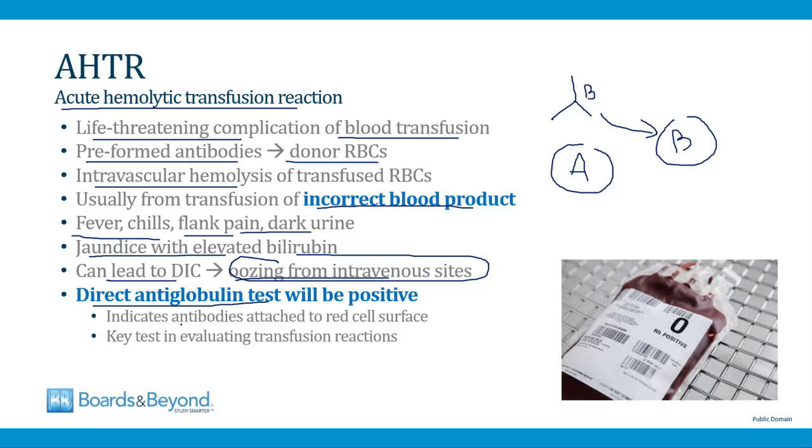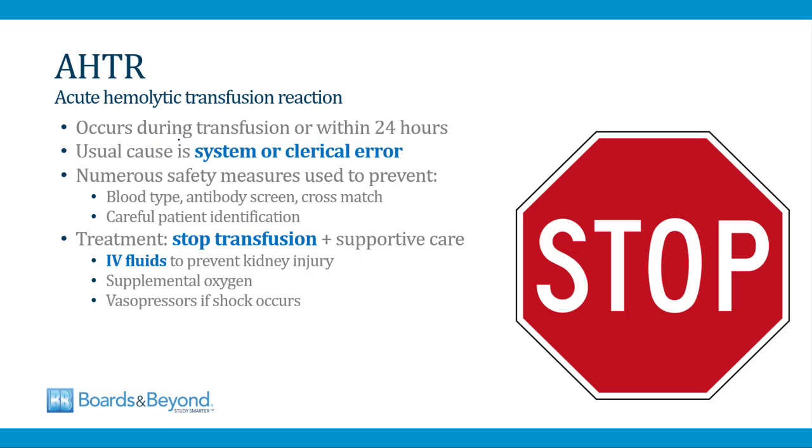But a positive direct antiglobulin test indicates antibodies have attached to red cell surfaces, and this is a key test in evaluating all transfusion reactions because this identifies an AHTR. Usually this reaction occurs either during the blood transfusion or within 24 hours after the transfusion, and the usual cause is a system or clerical error that led to the wrong blood product being transfused.